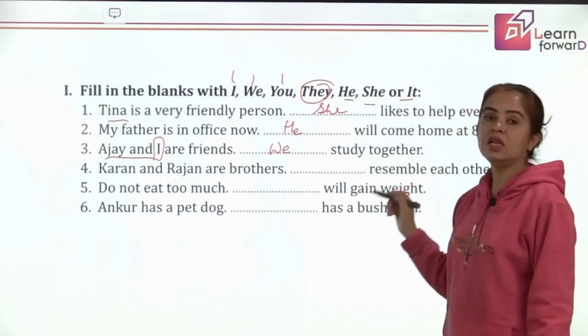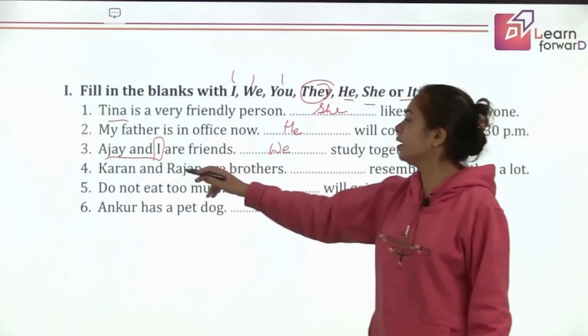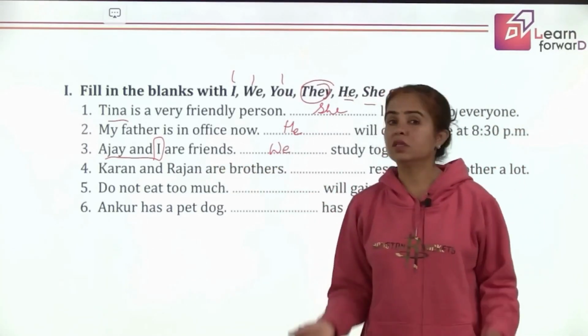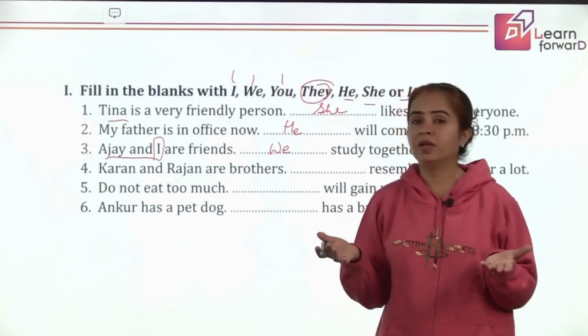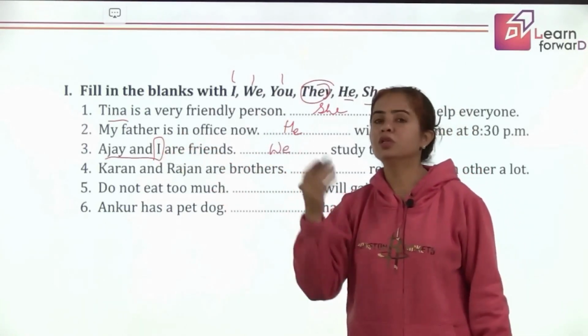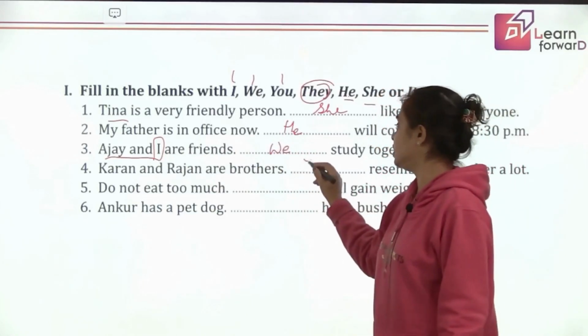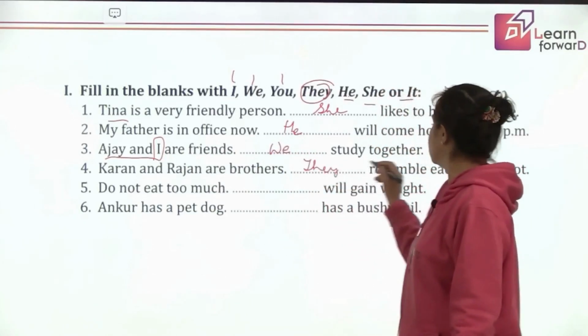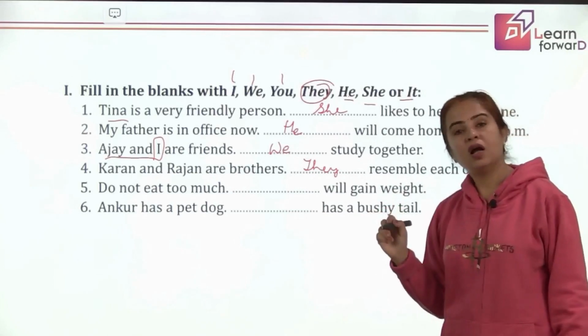We study together. Karan and Rajan are brothers. The speaker is not a part of them. Karan and Rajan, so somebody we are talking about. So the plural will be they. They resemble each other a lot.